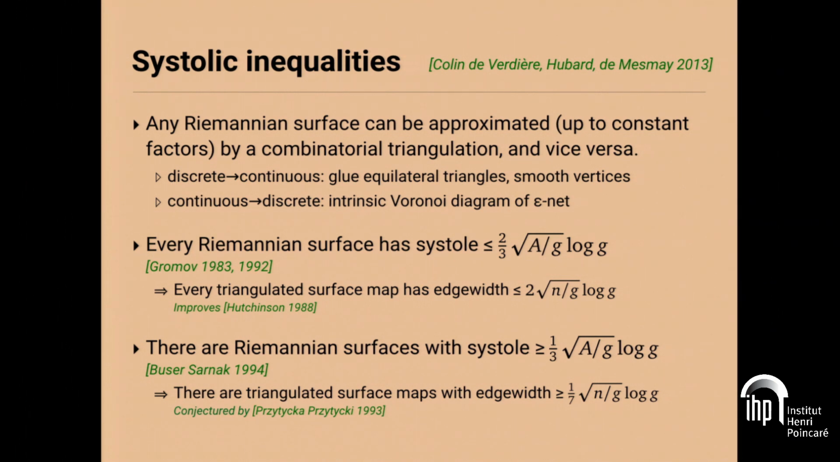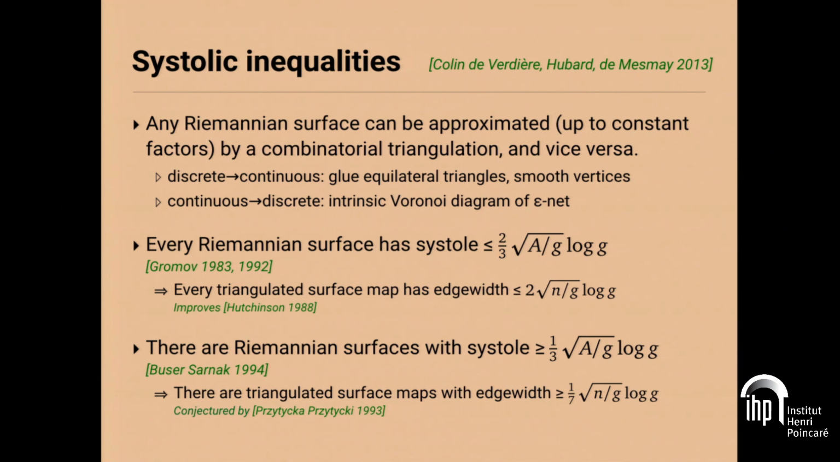And for many years, it was a long-standing open problem what the right bound was for discrete surfaces. But by doing a transfer of geometries between the Riemannian and the discrete setting, Colin de Verdière, Hubbard, and de Mesmay were able to derive a similar tight upper and lower bound. I'll have to defer to them for the technical details here.